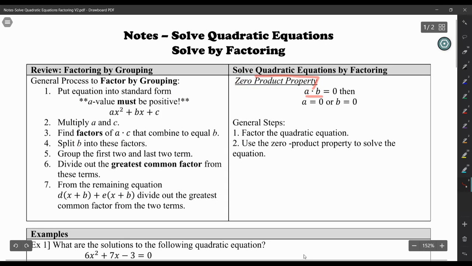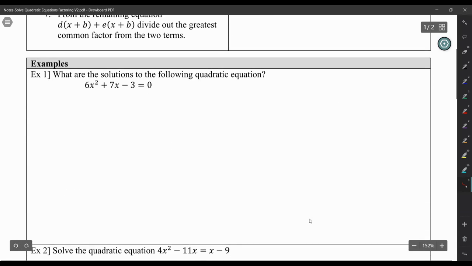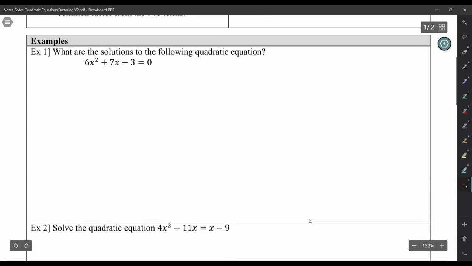So if you have two things multiplied together that equal zero, then logic says, well, that means this needs to be equal to zero, or this needs to be equal to zero. And that's where we get the zero product property. So let's just go ahead and look at the first example. So what are the solutions to the following quadratic equation?